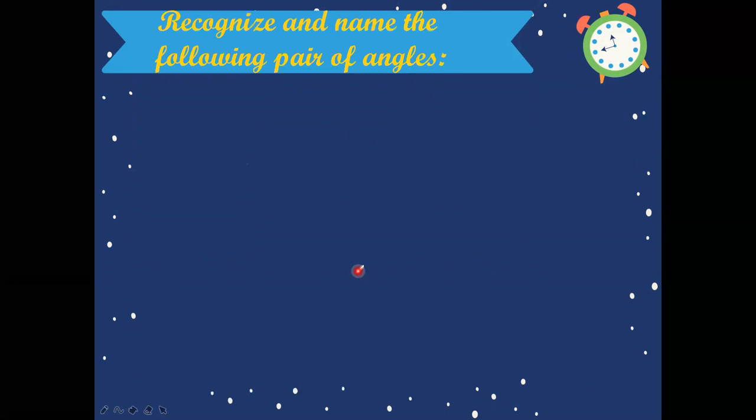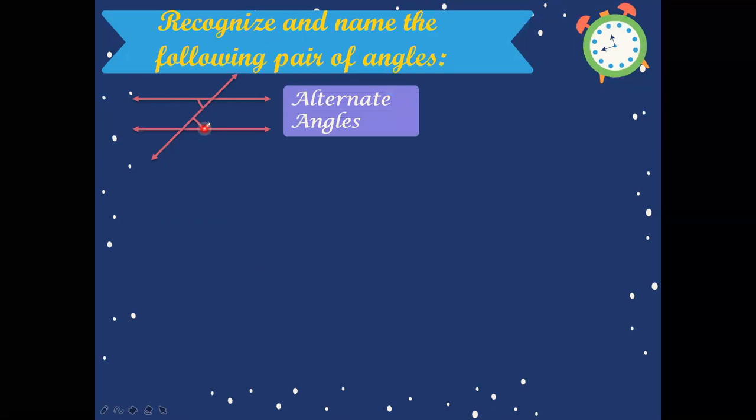Now I'm going to quickly recall the topics that I have discussed today. Recognize and name the following pairs of angles. It means you simply have to recognize the pair of angles according to the given figure. Now let's consider this figure. This is your Playfair axiom, and this angle and this angle: what will you call them, alternate, allied, corresponding or vertical? First condition, as you can see here, both are interior and both lie on the opposite sides of the transversal. So what will you say? This will be alternate angles.